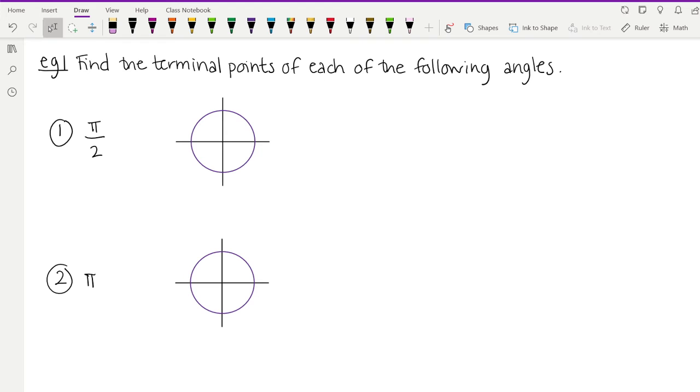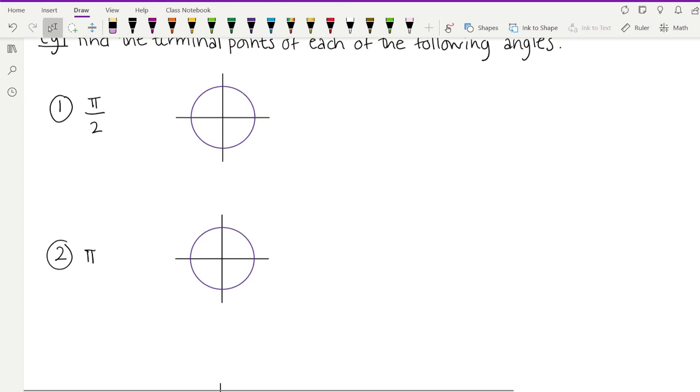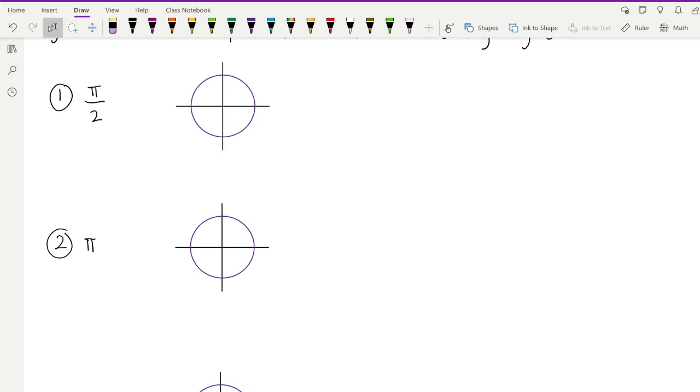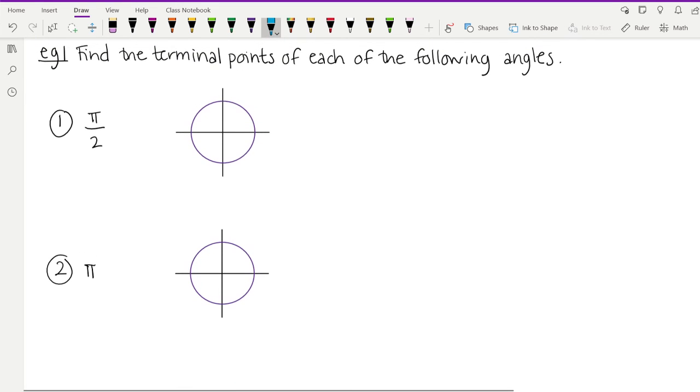So I want to go and find the terminal points for each of the following angles. So this is one that I would recommend pausing the video and doing it yourself. Remember again that we're working with the unit circle. So basically we know what these 4 points are on the unit circle, right? Because we did that on the first page, and that is going to be important in answering these. So we're finding the terminal point where we'll start with just pi over 2 and pi.